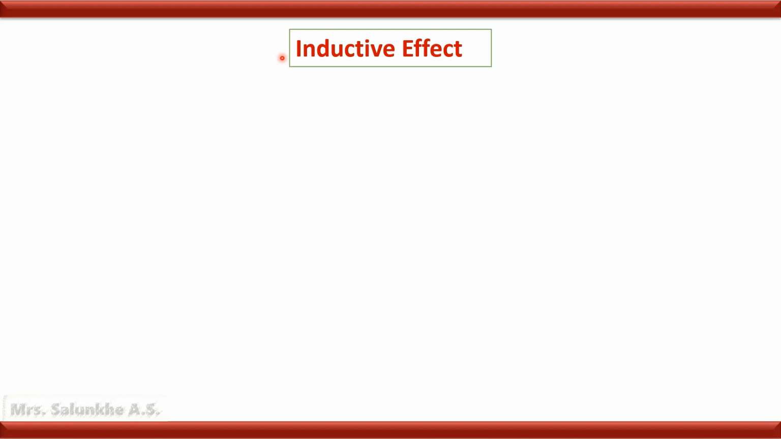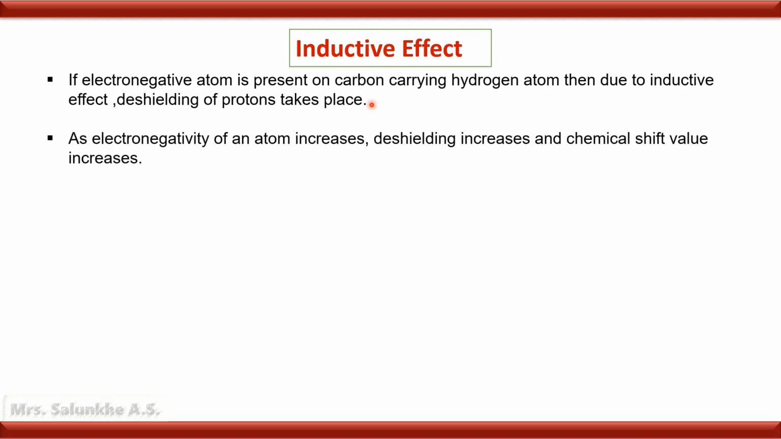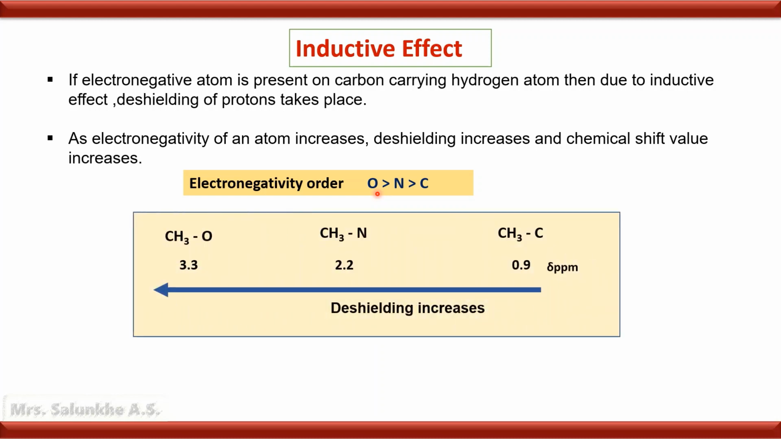The next factor is inductive effect. When an electronegative atom is present on a carbon carrying a hydrogen atom, then due to inductive effect, de-shielding of the proton takes place. Inductive effect is a polarization effect observed when a bond is formed between dissimilar atoms, and as the electronegativity of the atom increases, de-shielding increases and chemical shift value increases. The electronegativity order is oxygen is more electronegative than nitrogen, which is more electronegative than carbon.